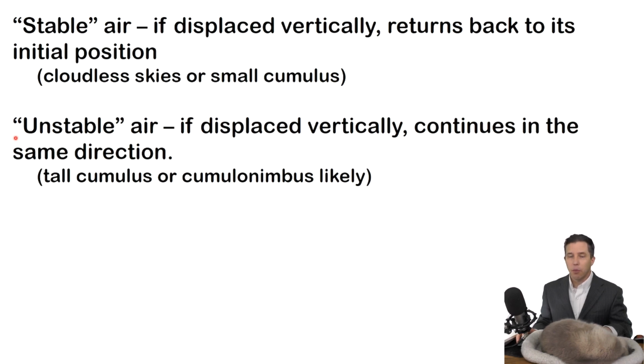So if we have unstable air in the weather report, what that means is that if the air rises, it's going to want to continue to rise, which means it will probably likely hit the dew point and make a cloud. So when we have days of unstable air, we often get tall cumulus clouds or cumulonimbus clouds. And we'll talk more about this in the next lecture.